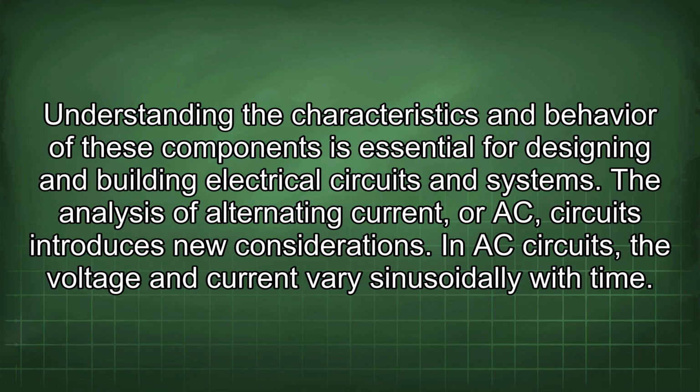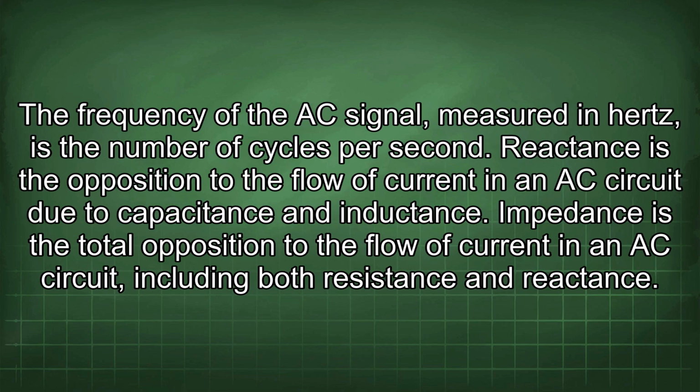The analysis of alternating current, or AC, circuits introduces new considerations. In AC circuits, the voltage and current vary sinusoidally with time. The frequency of the AC signal, measured in hertz, is the number of cycles per second. Reactance is the opposition to the flow of current in an AC circuit due to capacitance and inductance.